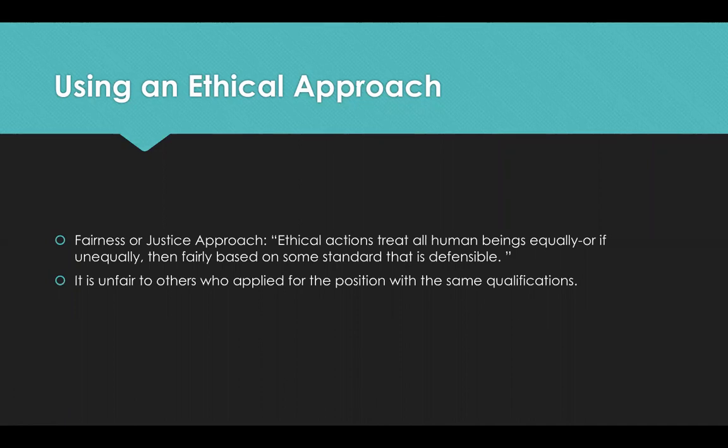So again, you don't just want to simply repeat over and over, it was unethical because it's not fair. You want to explain why it's not fair or how the fairness approach fits in.